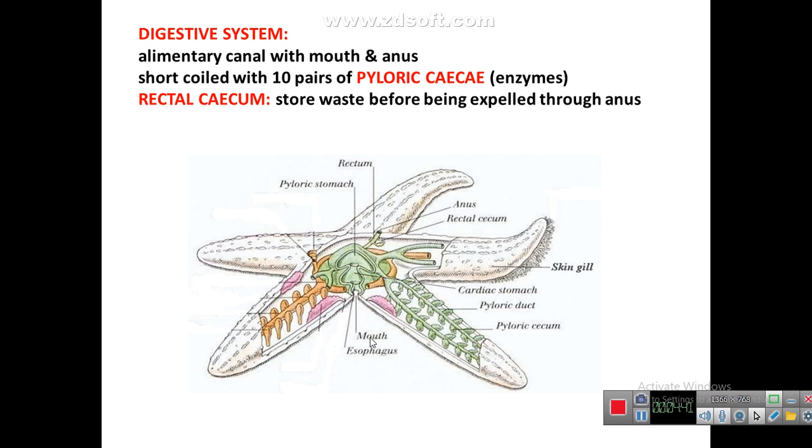So the parts of the digestive system are the mouth, then the esophagus, then the part of the stomach near the esophagus, known as the cardiac stomach, and the part of the stomach near the intestine, known as the pyloric stomach. Then come the rectum and anus. Along with the rectum, rectal caeca are present, and this is the part of the digestive system present in these arms. It contains the pyloric duct and pyloric caeca.